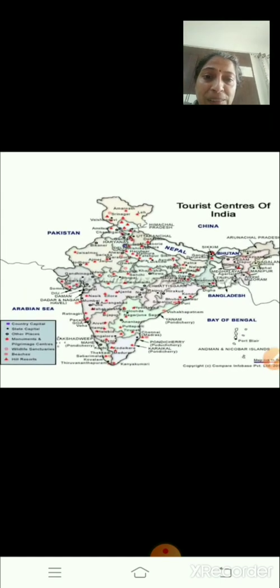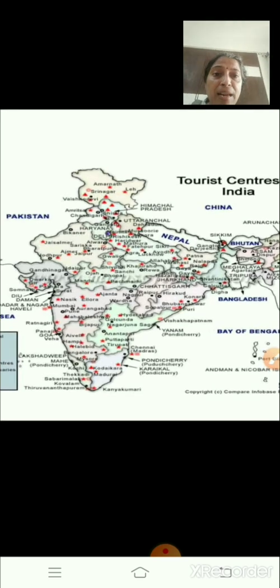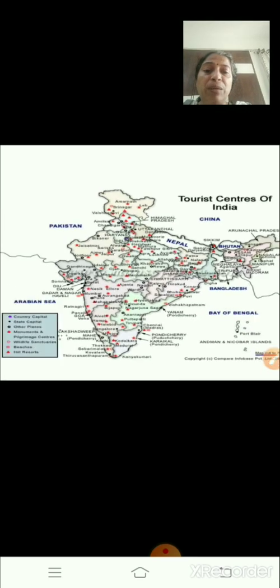Now look at this one. Symbols are used. See, the different tourist places are given, different monuments, pilgrimage centers, wildlife sanctuaries, all these are given here so that you can understand. So it is very clear and you can easily understand, and you can go to that particular place without any difficulty. That is why symbols are used. Is it clear, students?